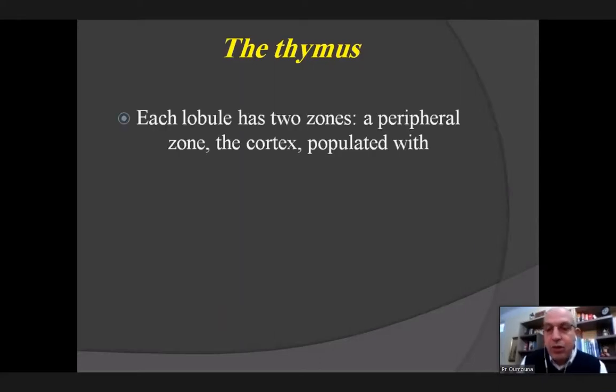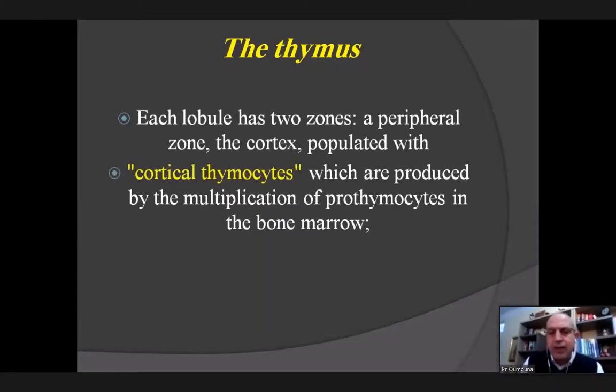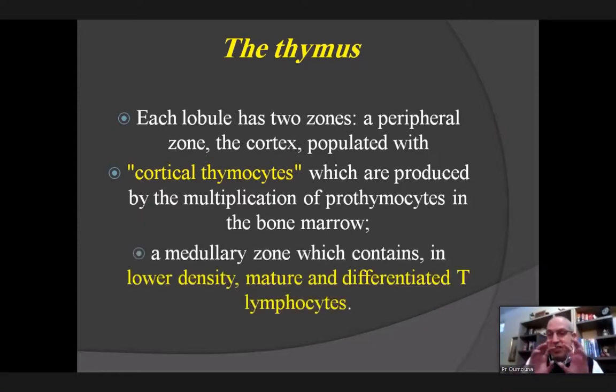Each lobule has two zones, a peripheral zone, the cortex, populated with cortical thymocytes, which are produced by the multiplication of prothymocytes coming from the bone marrow. So the cortex is populated by a very high number of cortical thymocytes. A medullary zone, which is central, contains in lower density mature and differentiated T lymphocytes. So in the thymus, the cortical part has a high number of prothymocytes, and the medullary part has a low number of differentiated and mature lymphocytes.